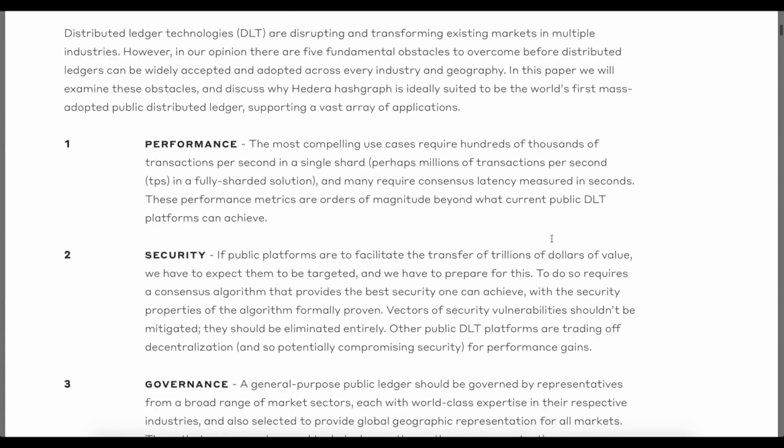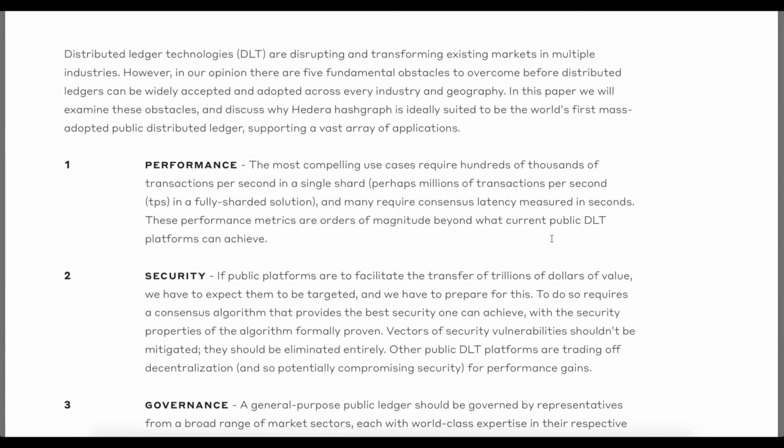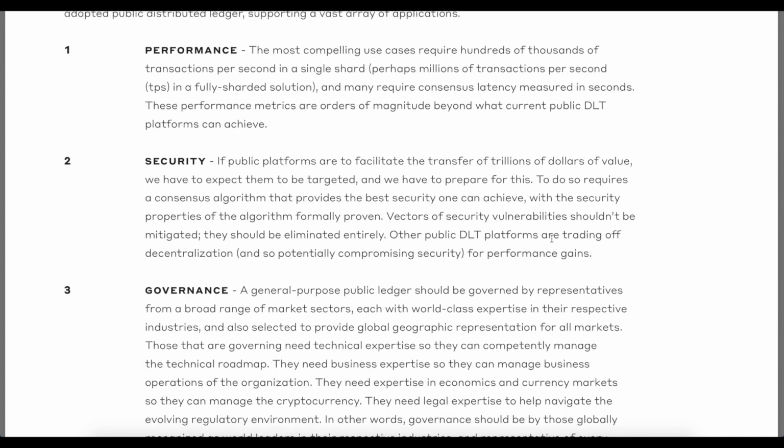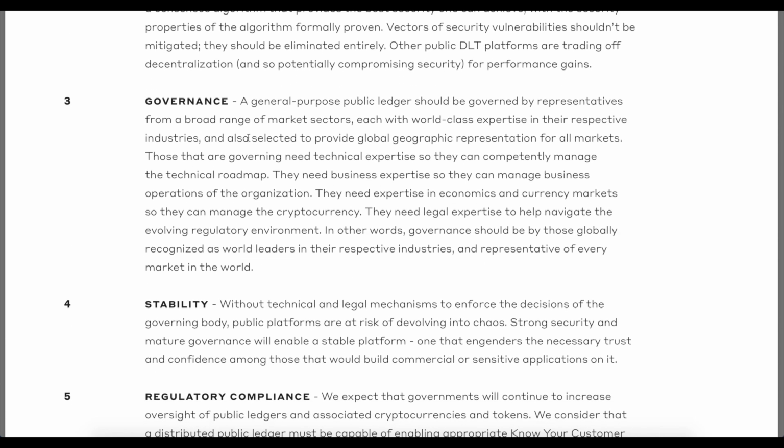Then let us see some main points. First of all, they are trying to improve the performance of the network with thousands of transactions per second. Then they are providing security. They have a consensus mechanism and a gossip protocol that talk to each node, and they ensure the security of each node. And we will see about their algorithm in a bit. Then they are trying to do the governance, as I already explained to you guys.